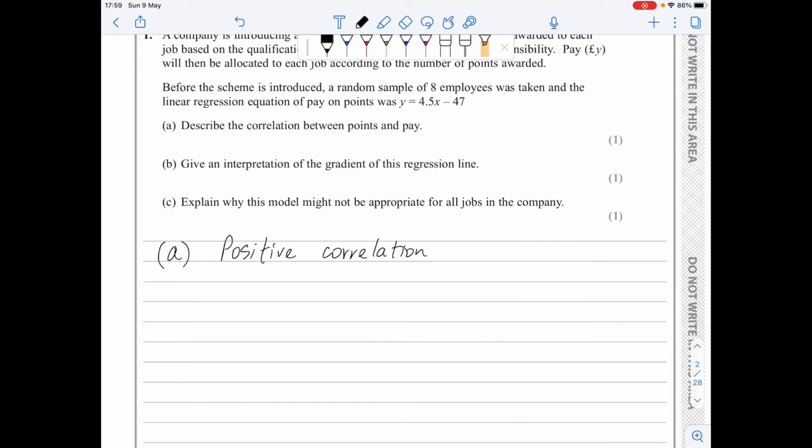The interpretation is for every extra point, the pay increases by £4.50 or something equivalent. It must be in context and it should refer to the 4.5.